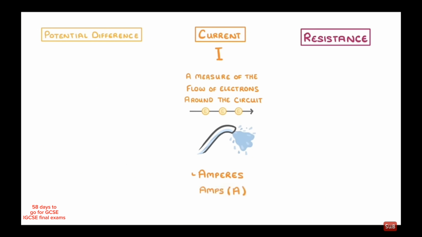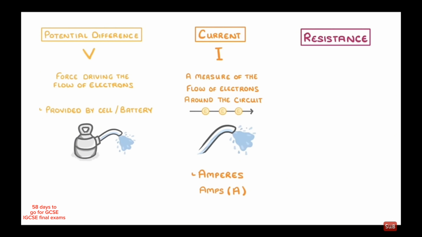Meanwhile, the potential difference, denoted by V, is the force driving this flow of electrons, and is provided by the cell or battery. You can think of this as the pump that forces the water along the pipe. Another name for potential difference is voltage, and is measured in volts.